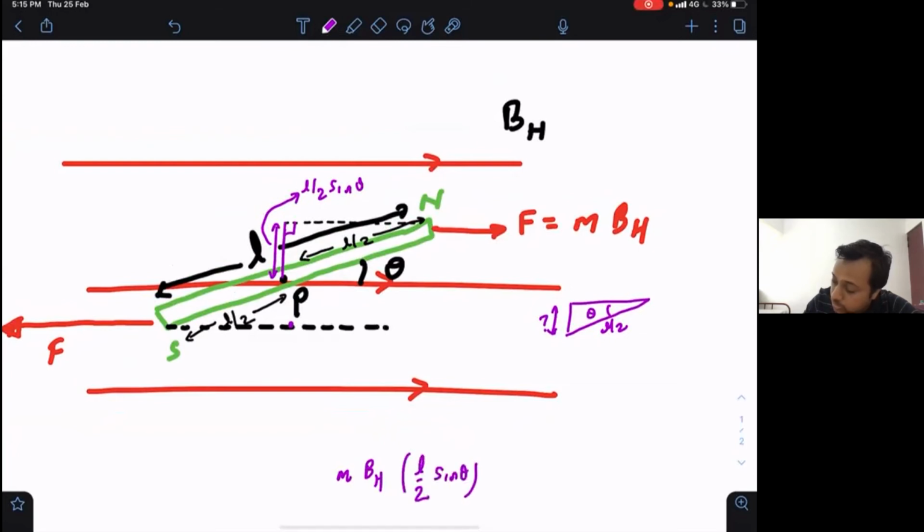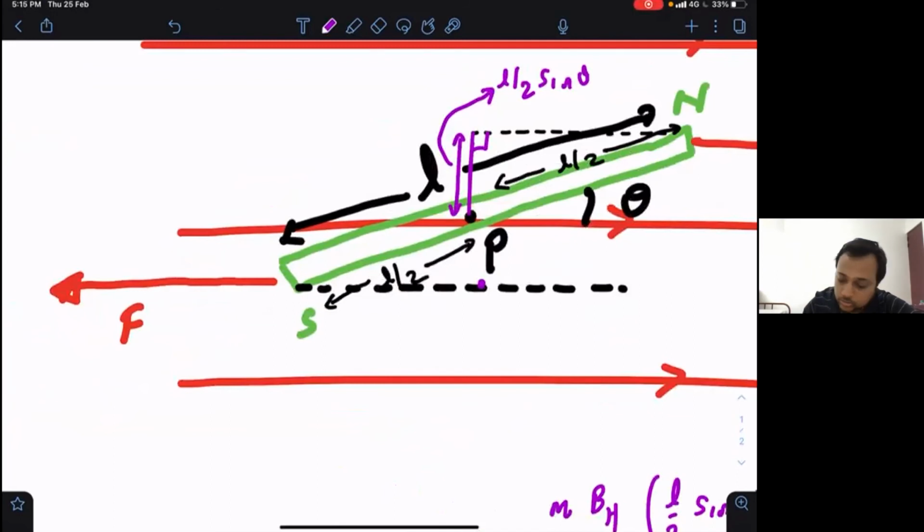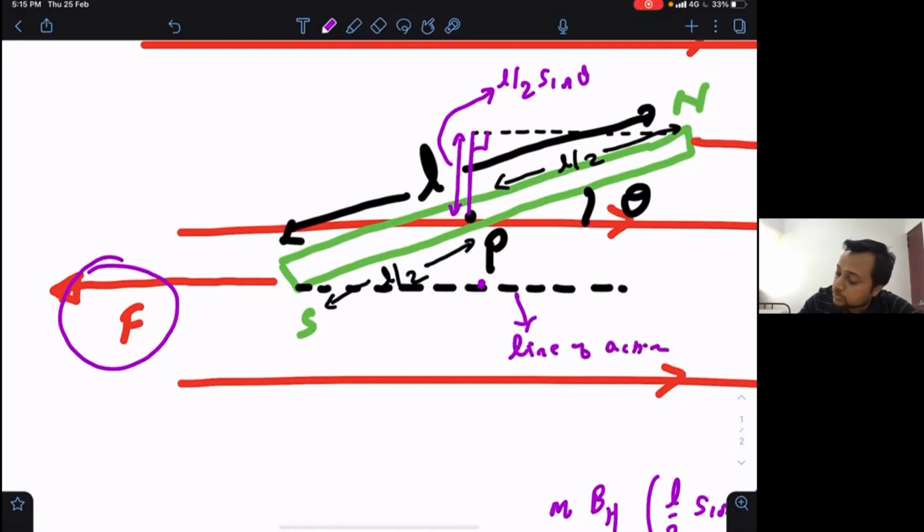This is the torque on the north pole of the magnet because of the force on its north pole. Similarly, there is a force on the south pole also, so this force here, and because of that there will also be torque. This is the line of action of the force, and from the axis point, if we draw the perpendicular, the perpendicular distance, again because of this angle theta, will come out to be L by 2 sin theta.